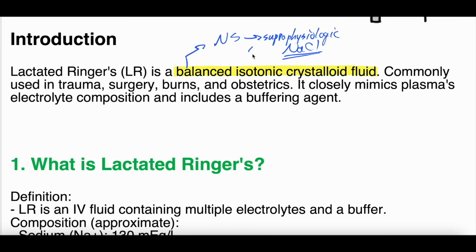So if you were to put a cell membrane and you were to give LR, there would not be any crossing of fluid across that cell membrane. It's isotonic. The tonicity of the LR is similar to the intracellular tonicity. Again, we talked about tonicity in one of the previous videos, so definitely check that out.